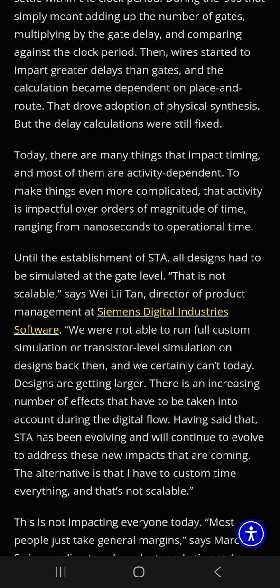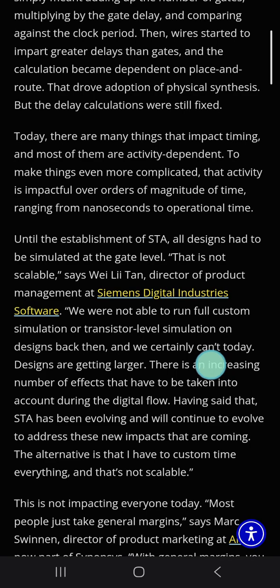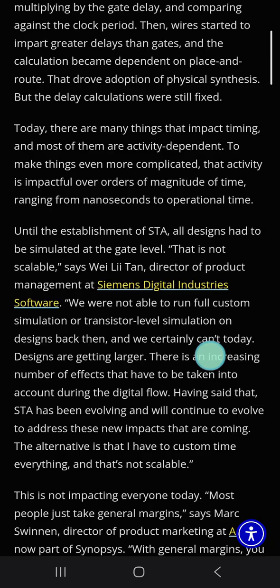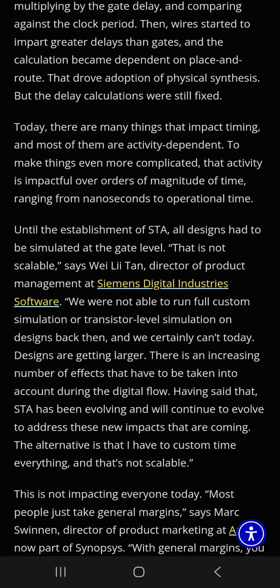There are many things that impact timing, and most of them are activity dependent. To make things even more complicated, the activities will be impacted over orders of magnitude of time, ranging from the nanosecond to operational time.